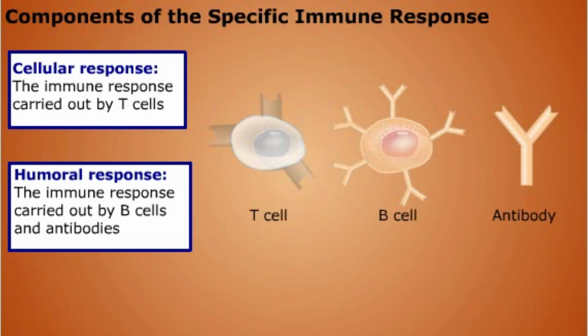Now that you're familiar with the components of the specific immune response, let's look at the cellular response of T cells and the humoral response of B cells and antibodies.